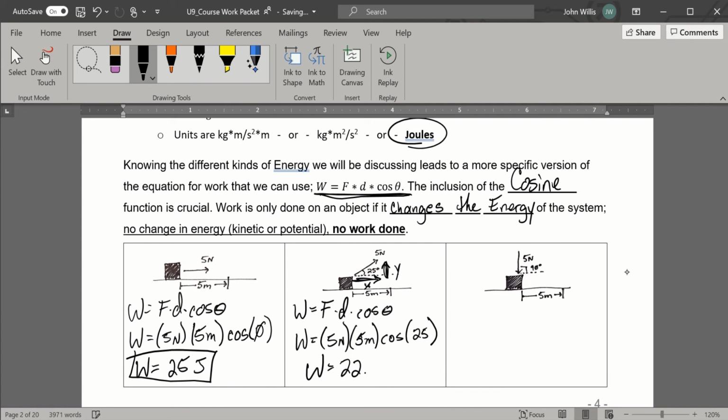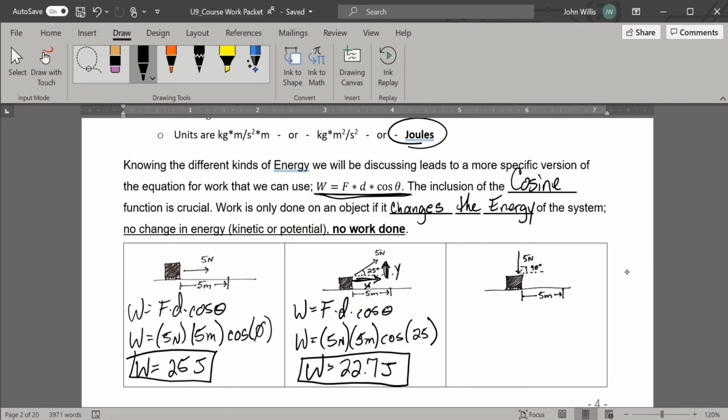I think it was 22.7. Yeah, if you round correctly, 22.7 joules of work being done. Again, part of that work was actually done vertically. Now, it didn't move vertically, which means it didn't change the energy of the object, so no work was being done vertically, but part of that force was vertical. And only the horizontal component of that force was responsible for the horizontal motion. That should make sense if you say it out loud enough times.